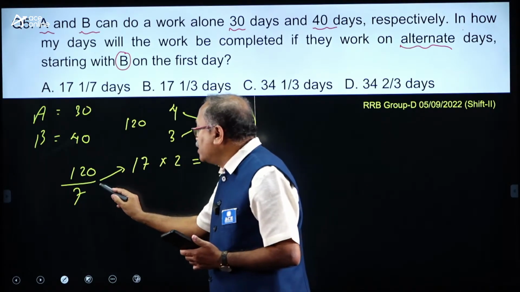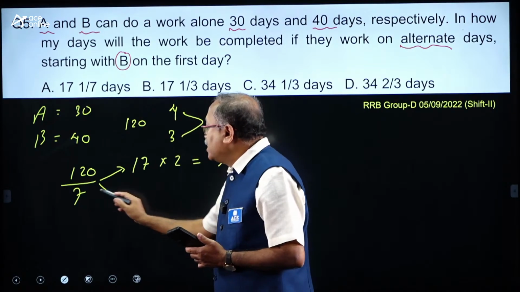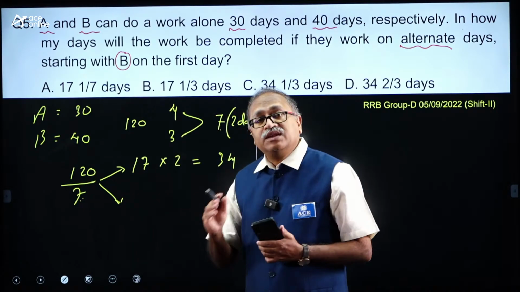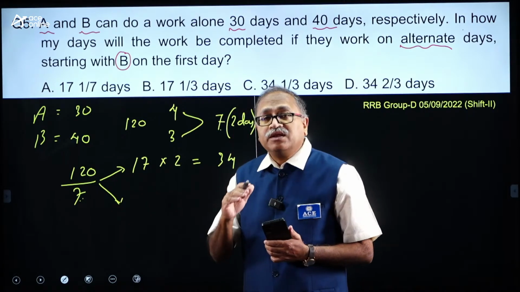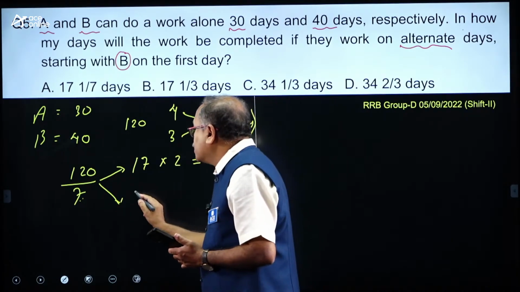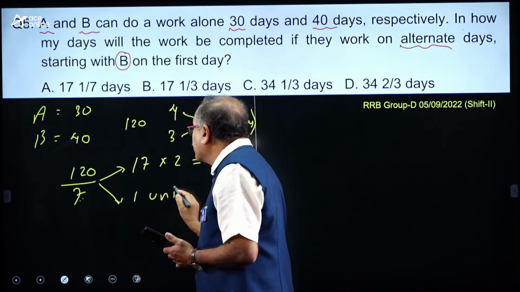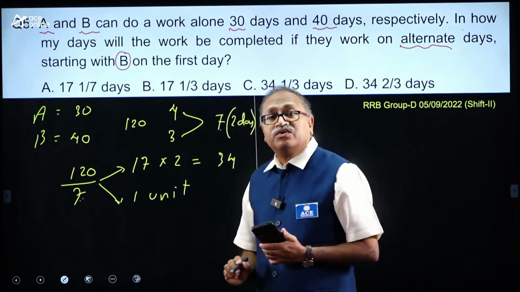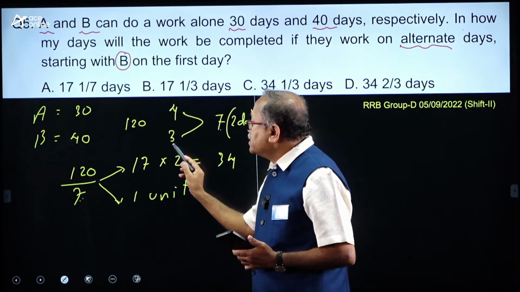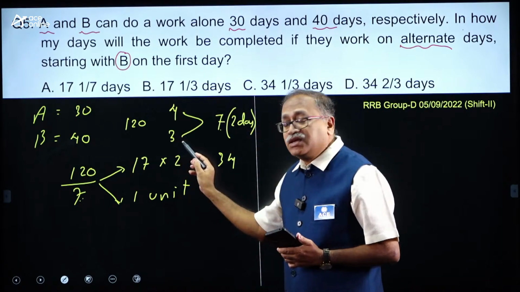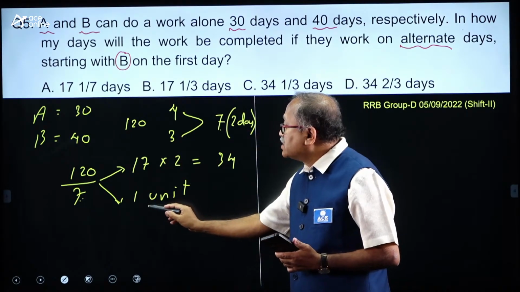And how many units are left? 7 into 17, 119. Out of 120, 119 units are over. So, 1 unit is left. Who will work out this 1 unit? The work started by B. B completes how many units per day? 3. So, 1 unit has to be completed.